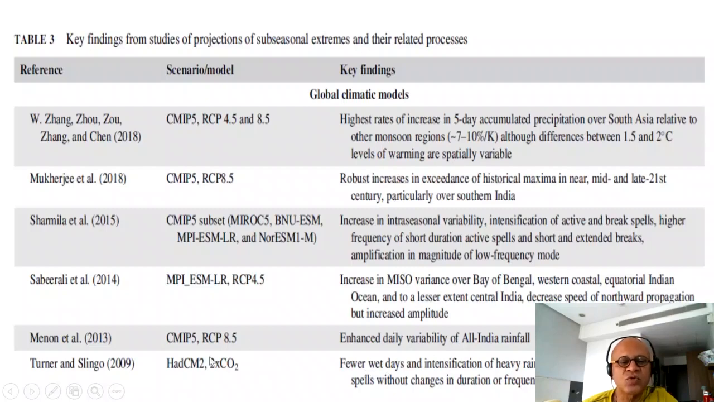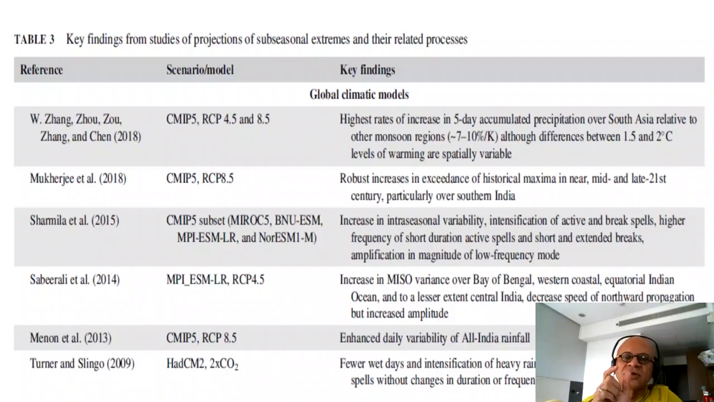Turner and Slingo with one model and doubled CO2 experiment rather than a particular scenario conclude fewer wet days, intensification of heavy rainfall, intensification of active and break spells without changes in duration or frequency. So this is somewhat different than Dipti's conclusions about historic, and other papers have done the same. Historic changes in break and active spells.